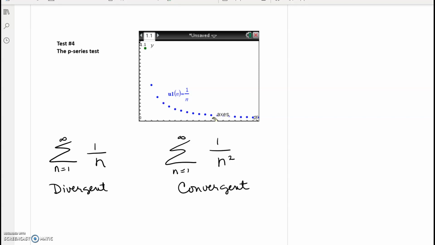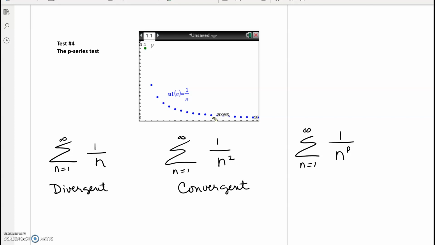So basically the p-series is a shortcut that is based off the integral test. If you have a series in the form 1 over n to the p, where p is the power, we're going to figure out by just defining what p is whether our series converges or diverges, and we're not going to integrate that specific series every time.